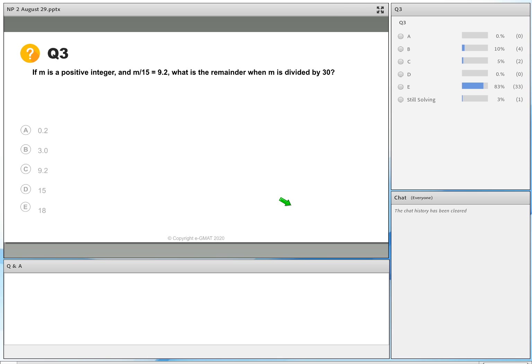83% of you went with E, and E is correct. The accuracy is pretty good now, so you're really getting a hang of what you're doing. So m is a positive integer and m by 15 is 9.2. If you do the split the same way, you get 15 times 9 plus 3. But you want the divisor to be 30.